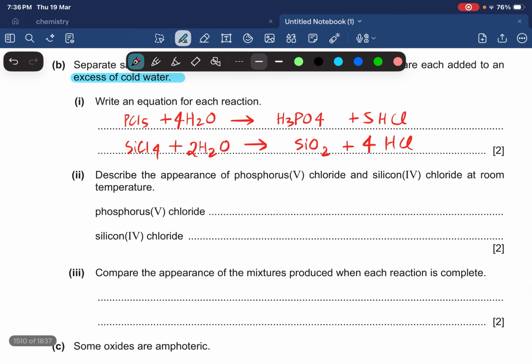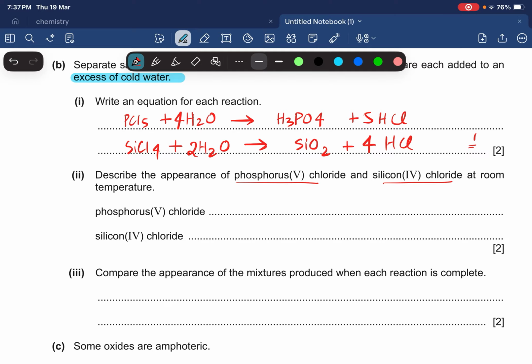If someone tries to outsmart the examiner by writing the equation and not balancing, be clear of the fact that you're only going to get 1 out of 2 marks. The second mark is for balancing. Describe the appearance of PCl5 and SiCl4 at room temperature. You should remember one thing, that phosphorus chloride is a solid, whereas SiCl4 is a liquid at room temperature.